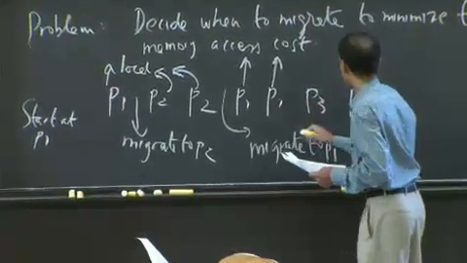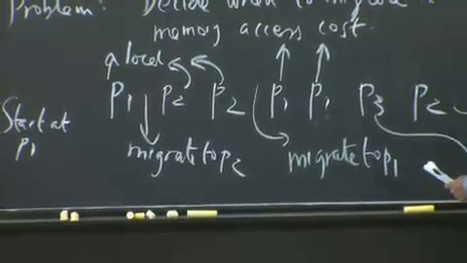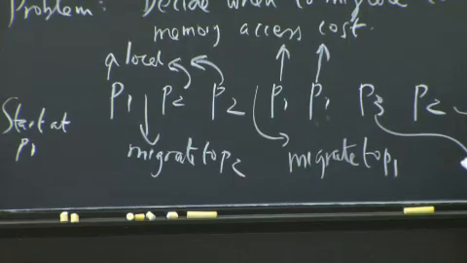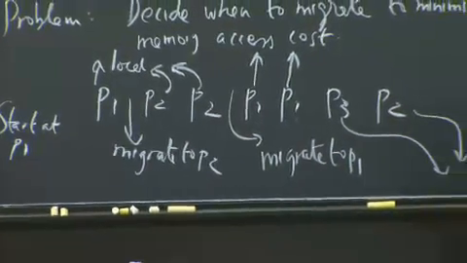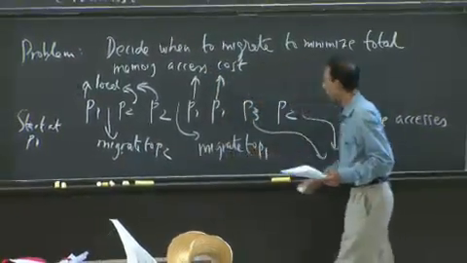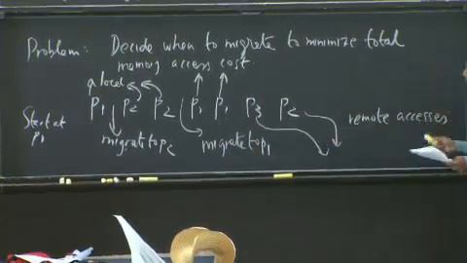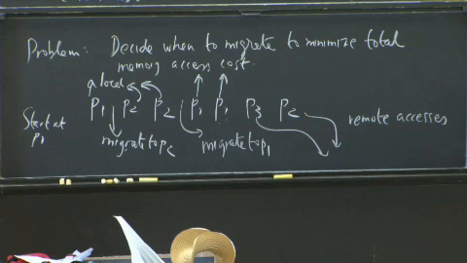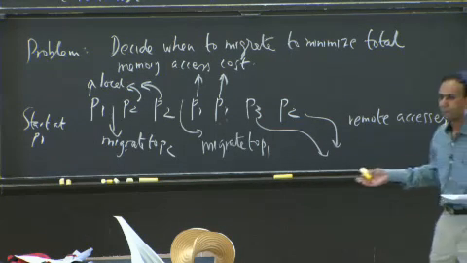And then if you just stay at P1, over here, you may end up doing remote accesses to P3 and P2, respectively. And so you have a cost of migration, and the cost of 2 remote accesses. All right? So that's the setup.